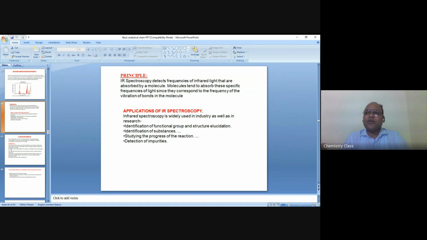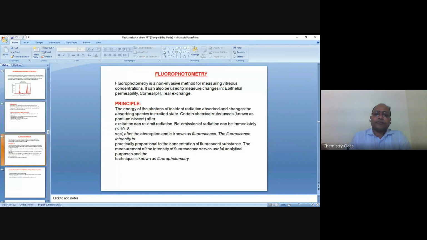Identification of the substance: this is also used to find out what substance is present in that particular species, compound or molecule. Studying the progress of the reaction: how much the reaction has progressed, how many times it will take to complete, what moles will be formed, everything. Detection of impurities: what impurities are present will be detected by IR spectroscopy. So this is an important method in the case of spectroscopy.